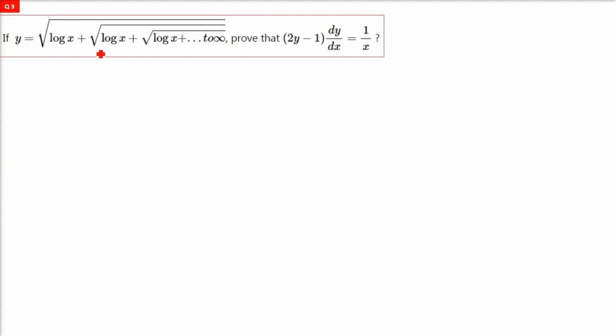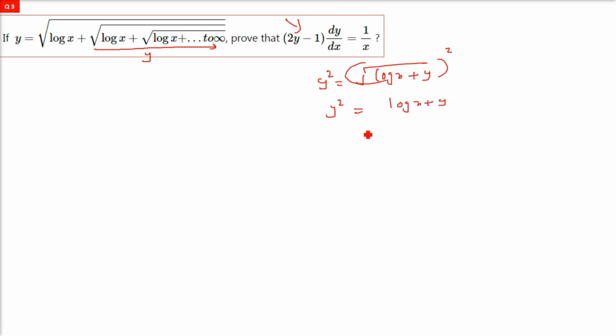Same thing here, y is equal to under root log x plus under root log x plus under root log x, and this goes on and on till infinity. So you can just write y equals under root log x, one log x you can put, and the other you can just write as y, because this is the same thing. Squaring both sides, y square will be equal to the square of this one. You will get log x plus y only.